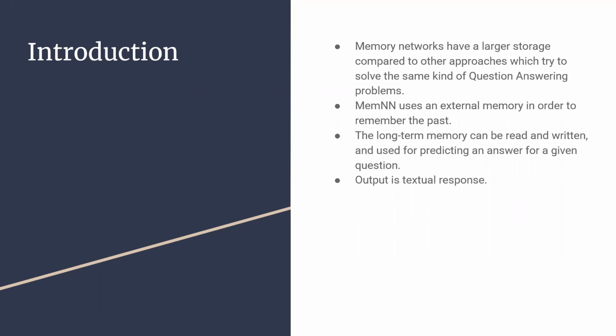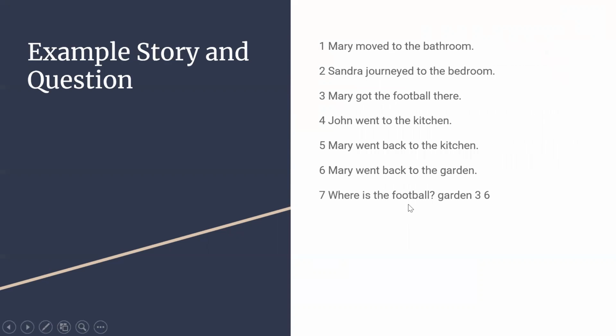So let us discuss why we use memory networks. Memory networks have a larger storage compared to other approaches which try to solve the same kind of question answering problems. A memory network uses an internal memory in order to remember the past. The long-term memory can be read and written and used to predict an answer for a given question. Output is a textual response.